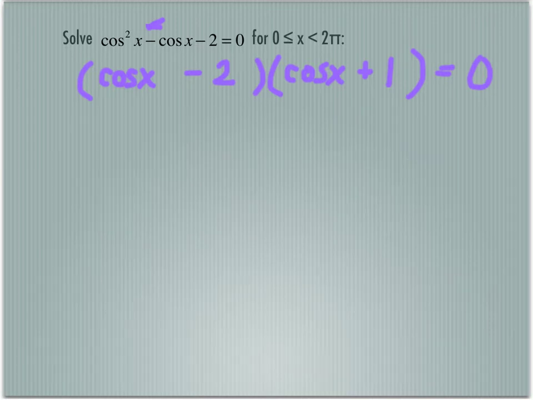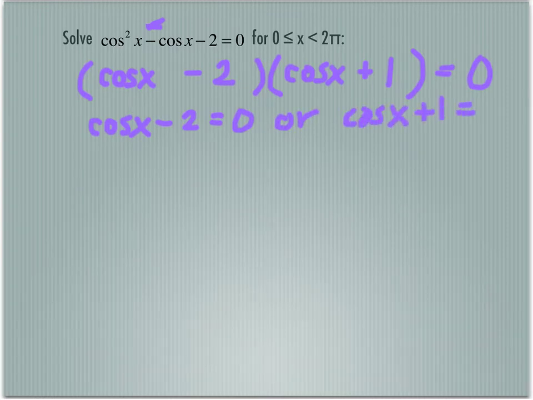This is right. Now I'm not done yet, because now I have two groupings that when multiplied together they equal 0. That means I have to set each of these pieces equal to 0. So I'll go ahead and do that, and then I'll see if I can solve each separate piece. So here I'm going to get the cosine of x equals 2. Here I'm going to get the cosine of x equals -1.